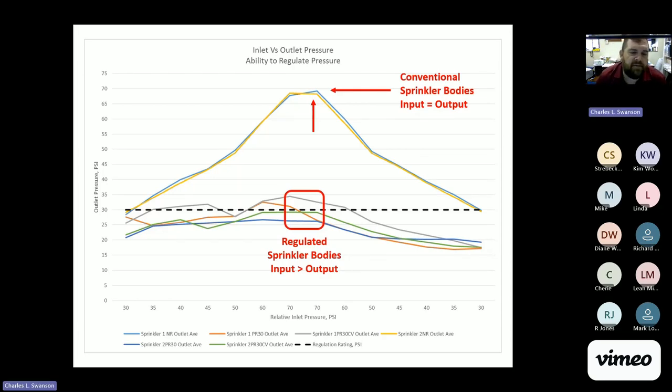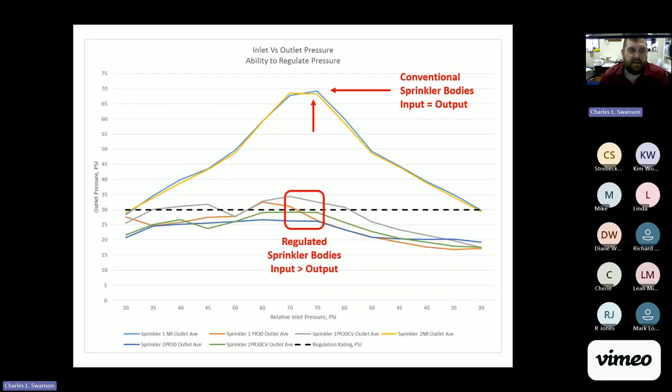Okay, so when we compare a conventional sprinkler to a pressure regulated sprinkler, what does that mean? Here I have some simple data. We have this blue and gold line, our conventional sprinklers, that as we increase the amount of pressure going into that sprinkler, the output pressure increases as well. Oh, excuse me. So what goes in comes out. Okay.